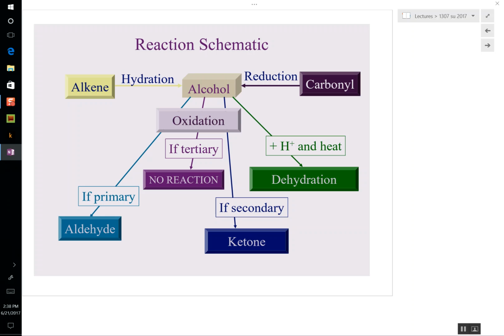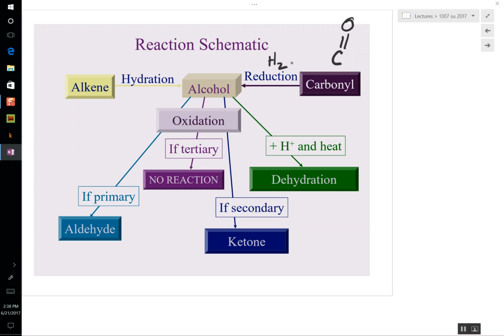You can do the reduction of, remember the carbonyl is this bond. So that's an aldehyde or a ketone. That's hydrogenation. Hydrogenation is reduction. You're adding hydrogen. That'll form an alcohol. Then what else do alcohols do? They oxidize. I guess this doesn't have everything on it.